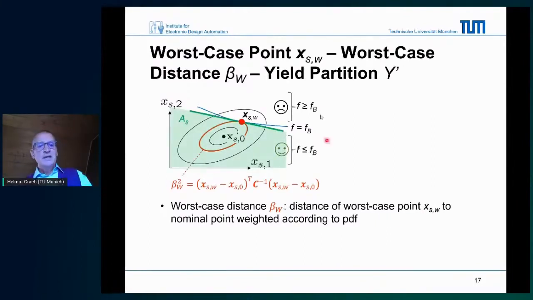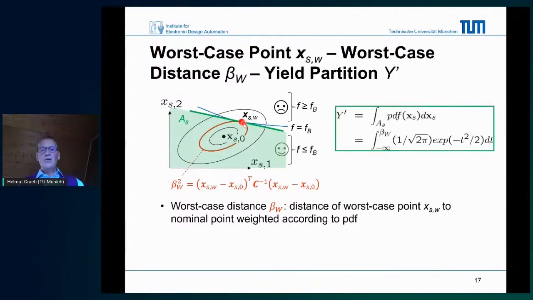Now, the interesting thing is, let's do a linear approximation of our border between good and bad in that worst case point. When we do that, after some calculation, we can determine the yield within this acceptance region as 1 over square root of 2π, e to the minus t square over 2, integral from minus infinity to beta w. Now, if you remember your school times, this is the so-called standard normal distribution. So it is the one-dimensional normal distribution with a mean value of zero and a standard deviation of one, and you integrate that from minus infinity to beta w. Hey, but this is something you don't need a Monte Carlo for, right?